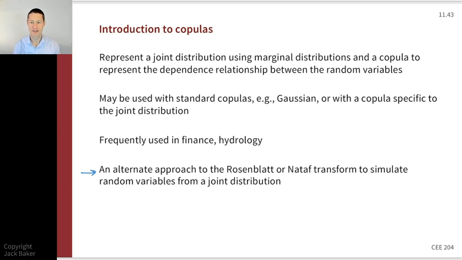It's an alternative to the Nataf or Rosenblatt. And it's used pretty often in finance, so all these bankers that try to do a simulation of asset prices and things that are correlated, they use copulas a lot. It's used in hydrology as well: rainfall at different points or flow through streams at different points. You've got these dependent joint random variables, and copulas are a popular way for generating samples from them.